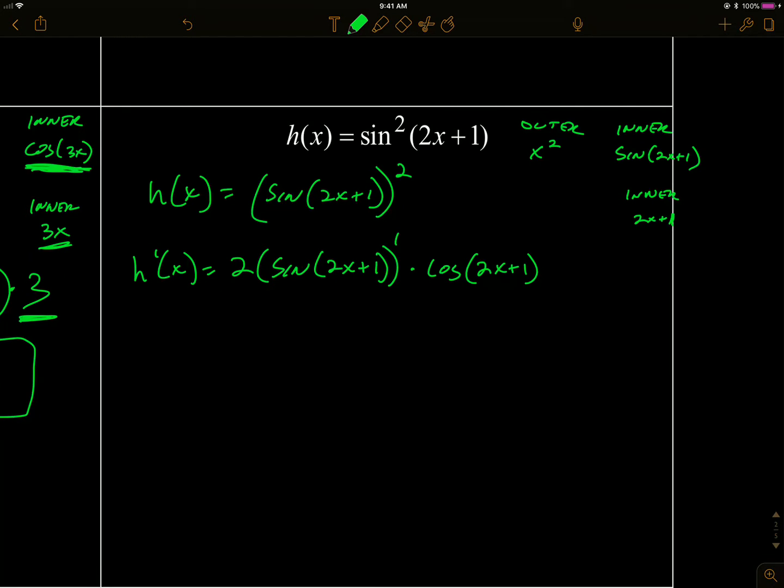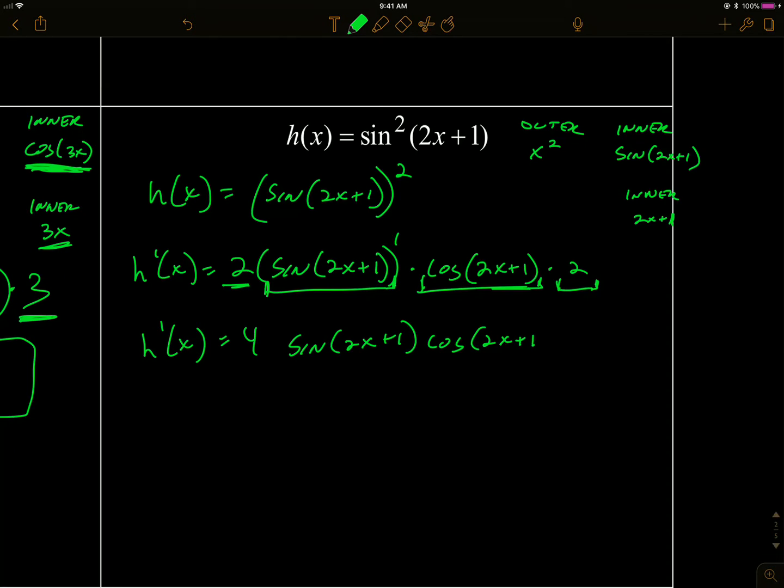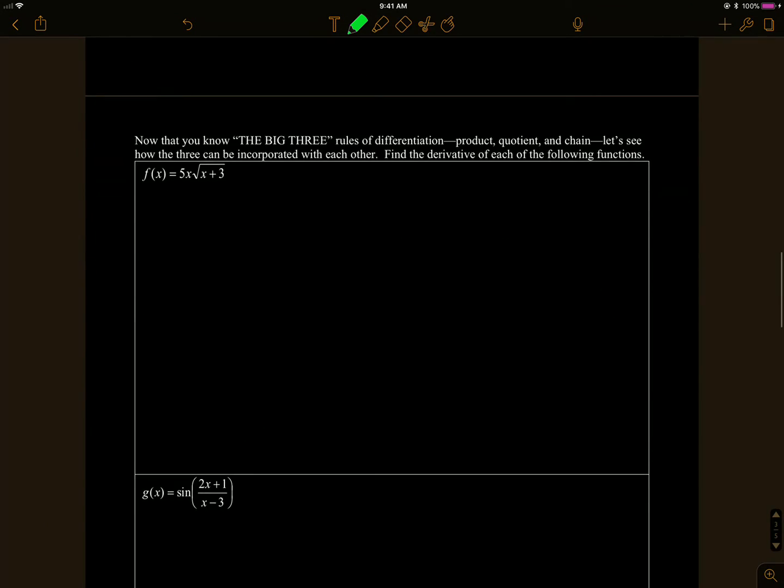I recopy it the first time through, and then I multiply by the derivative of that inner. So that's a 2. So again, I see this as 2 times the sine of that. Remember, this is part of the sine, this 2x plus 1, times the cosine of that angle times 2. So we can do the 2 times the 2, and we get 4 times the sine of 2x plus 1 times the cosine of 2x plus 1. And that's our derivative there.